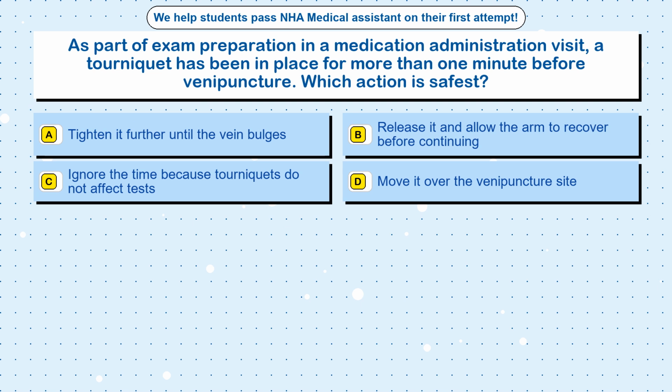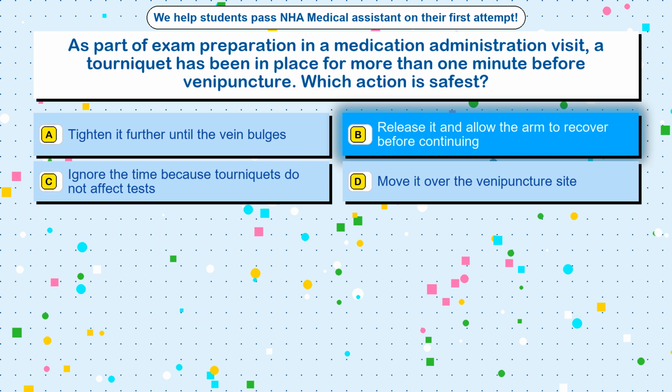Question 6. As part of exam preparation in a medication administration visit, a tourniquet has been in place for more than 1 minute before venipuncture. Which action is safest? Option A. Tighten it further until the vein bulges. Option B. Release it and allow the arm to recover before continuing. Option C. Ignore the time because tourniquets do not affect tests. Option D. Move it over the venipuncture site. The correct answer is option B.